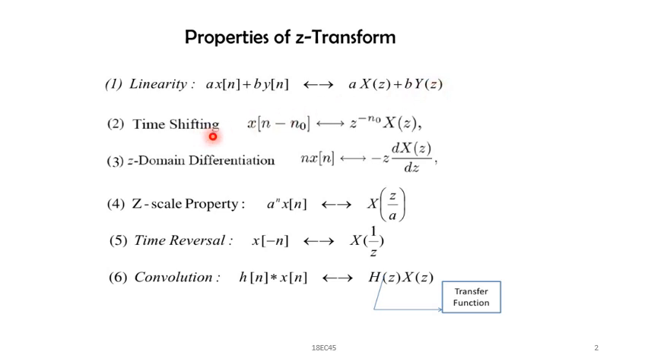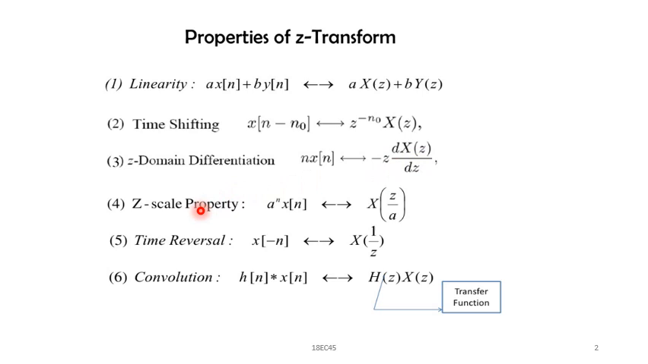The second property is the time shifting. The time shifted version of input, that is x of n minus n naught, its Z transform is z to the power minus n naught into X of z. The third property is Z domain differentiation: n into x of n, its Z transform is minus z into d by dz of X of z.